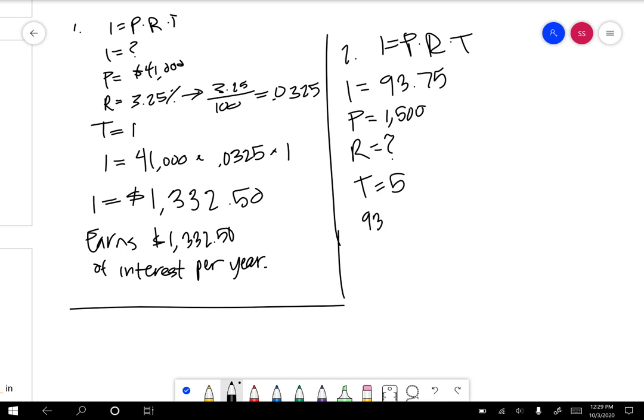93.75. That was a weird decimal. 93.75 equals 1,500 times 5 times some rate. We don't know the rate yet. So we'll just leave it as R. Okay, so let's simplify this part first. So 1,500 times 5, that would give us 7,500.